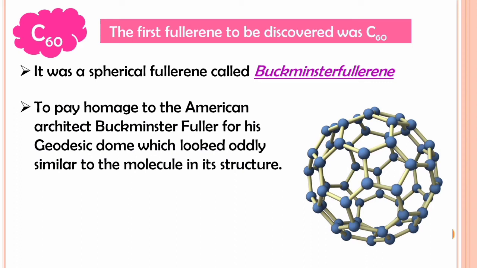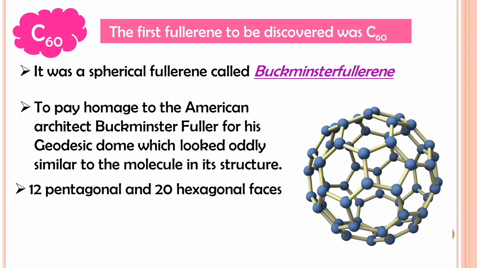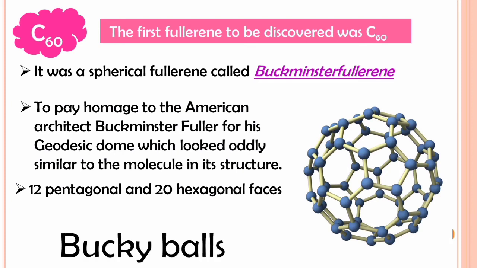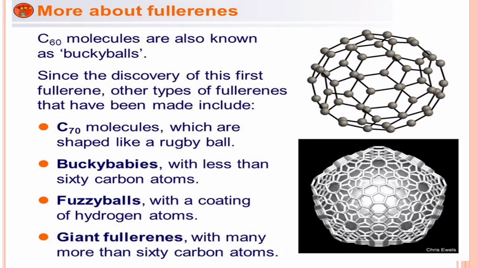C60 consists of 12 pentagons and 20 hexagons. It's neither very soft nor too hard. C60 is also called as buckyball. A few more examples of fullerenes are C70, which is shaped like a rugby ball. Fullerenes that have less than 60 carbon atoms are called as bucky babies. Fullerenes that have a coating of hydrogen atoms are called as fuzzy balls.